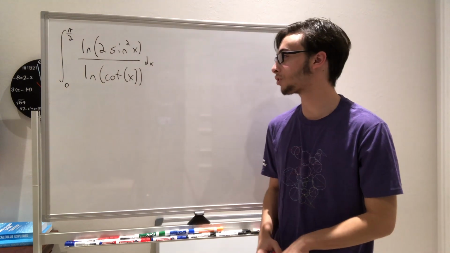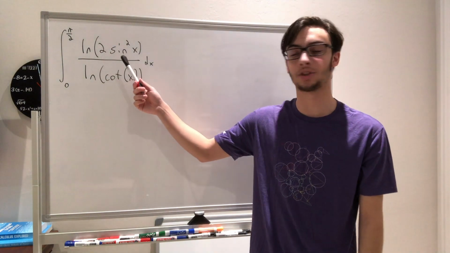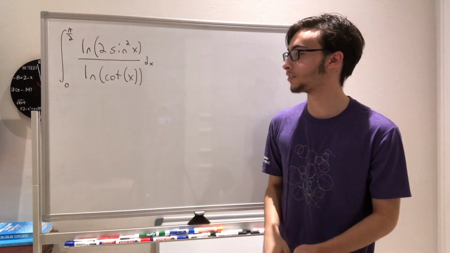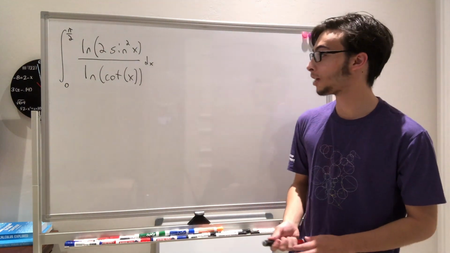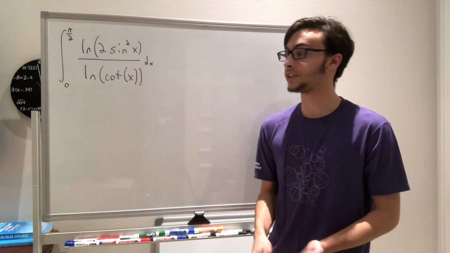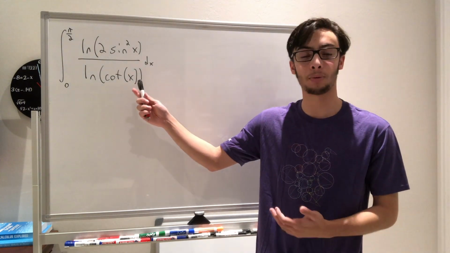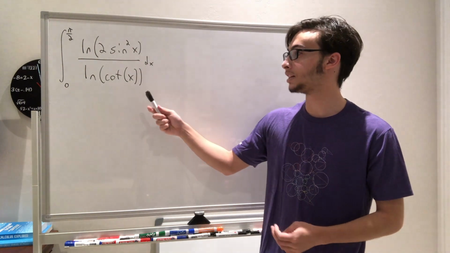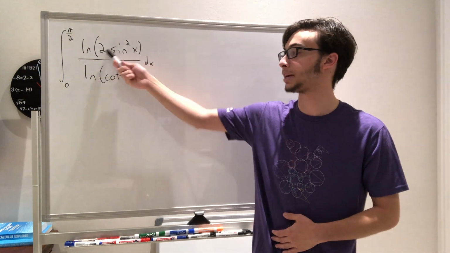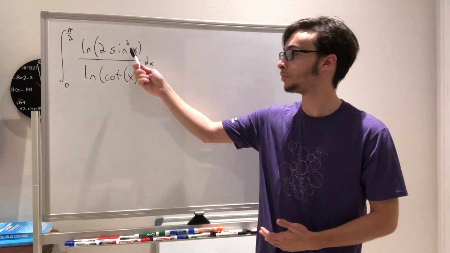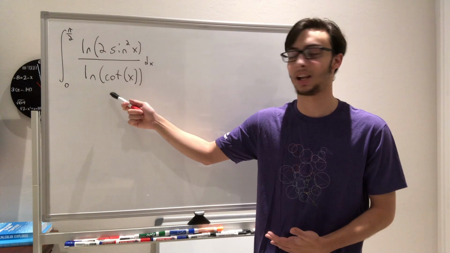Today we're going to be doing the integral from 0 to pi over 2 of the natural log of 2 sine squared x all over the natural log of cotangent x dx. Now, when I first look at this, I initially want to think, is there any way I can simplify this expression using log properties or trig properties? But other than separating this out, I don't really see anything, and that wouldn't work because it doesn't help us simplify the denominator.